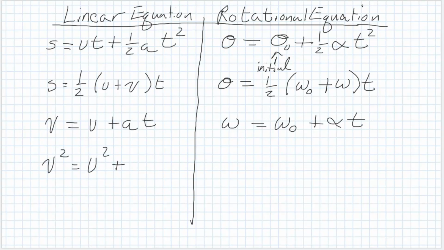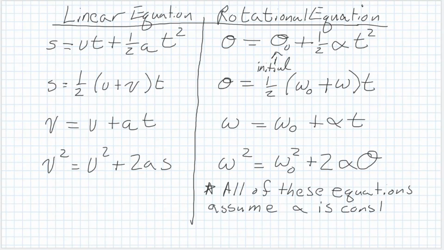And lastly, final velocity squared equals initial velocity squared plus 2 times acceleration times displacement. That's equal to final angular velocity squared equals initial angular velocity squared plus 2 times angular acceleration times angular displacement.